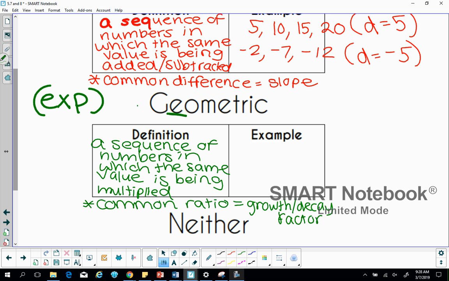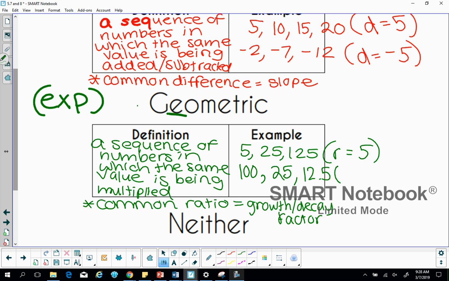An example of that was the one we did this morning, 5, 25, 125. What was the common ratio for that one? What were you multiplying by? Good. Sometimes remember it will be a fraction. So if I have 100, 25, 12.5, what is the R there?